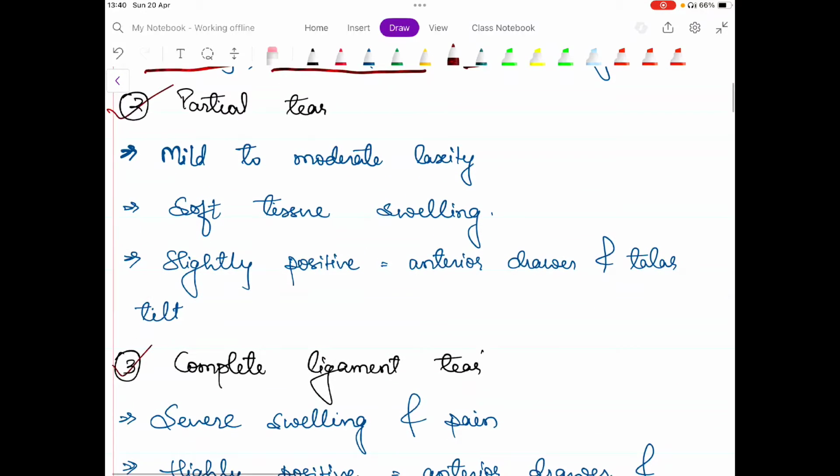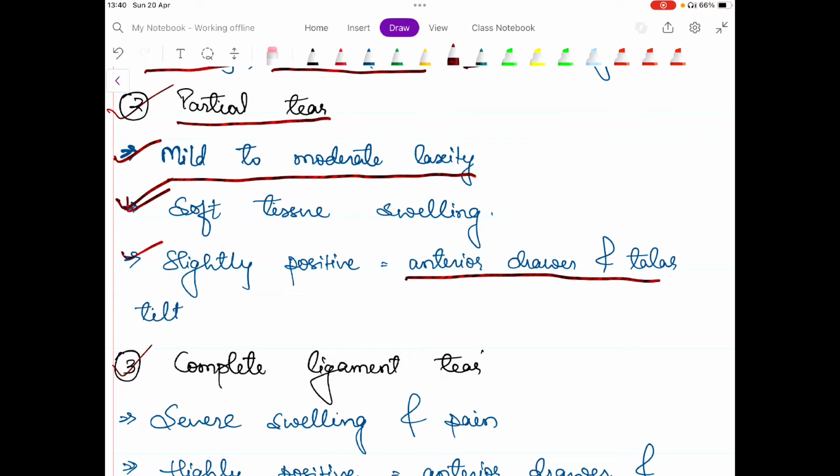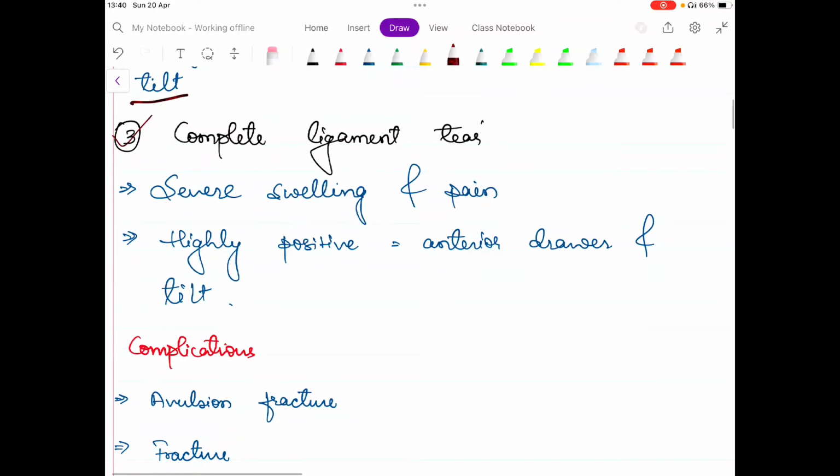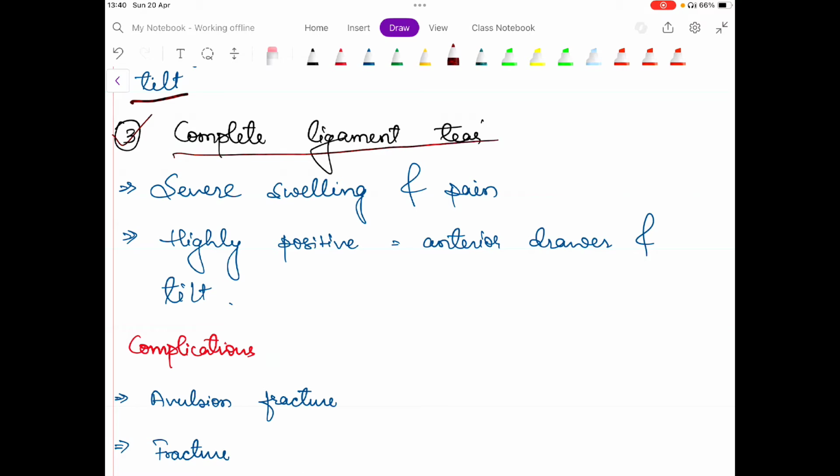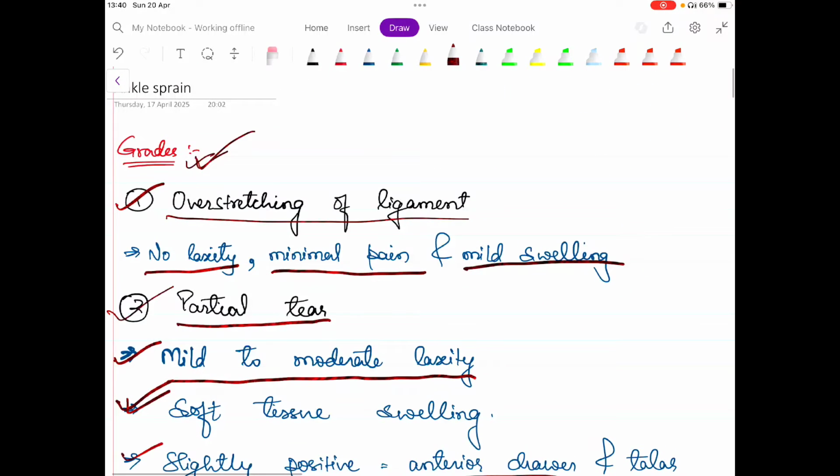Then there is second grade. Second grade means there is partial tear of the ligament. There will be mild to moderate laxity, soft tissue swelling, and also the anterior drawer and the talar tilt tests are slightly positive. Now the third one is complete ligament tear. In cases of complete ligament tear, there will be severe swelling and pain, and the anterior drawer and the talar tilt tests are highly positive. So these are the three grades of sprain.